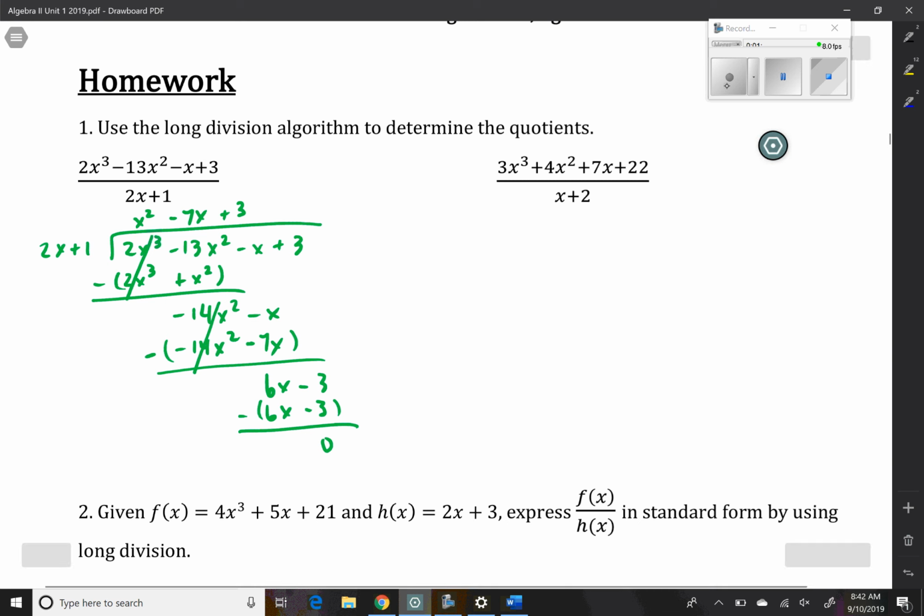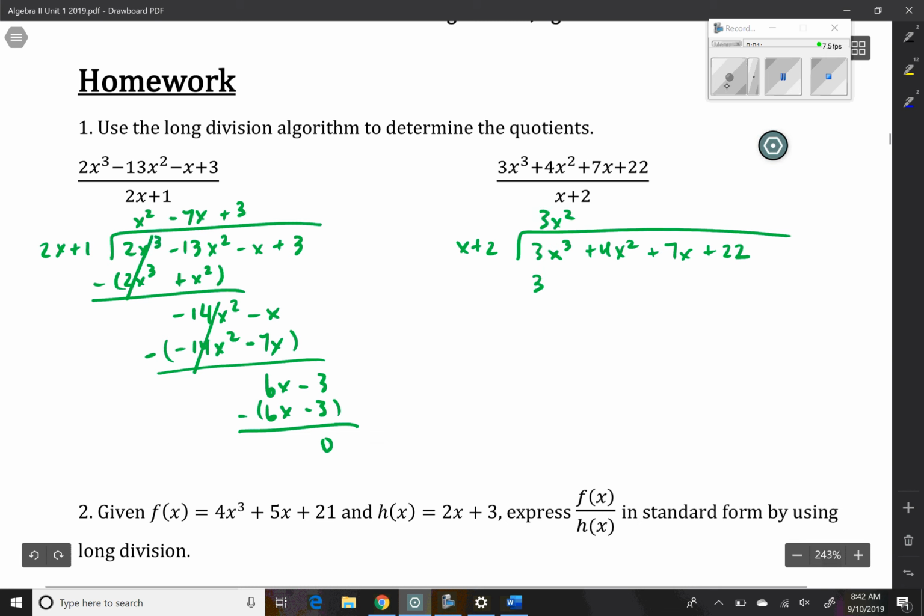Next one, x plus 2. So I have 3x cubed plus 4x squared plus 7x plus 22. Not 12, 22. So first thing we got to make is 3x squared. That would be 3x squared up here. And that would give us plus 6x squared. Remember, this is subtracted. That gets those to cancel. 4 minus 6 is negative 2. 7x comes down.